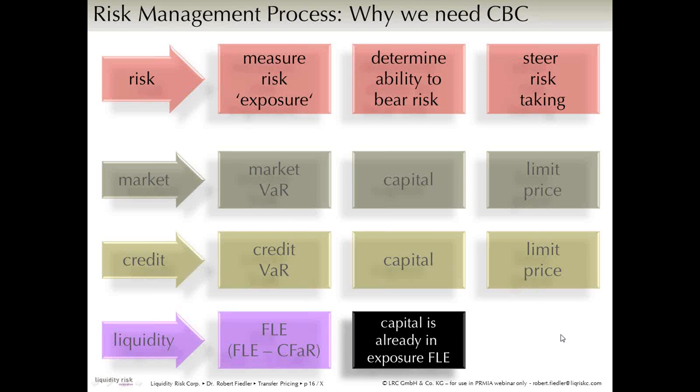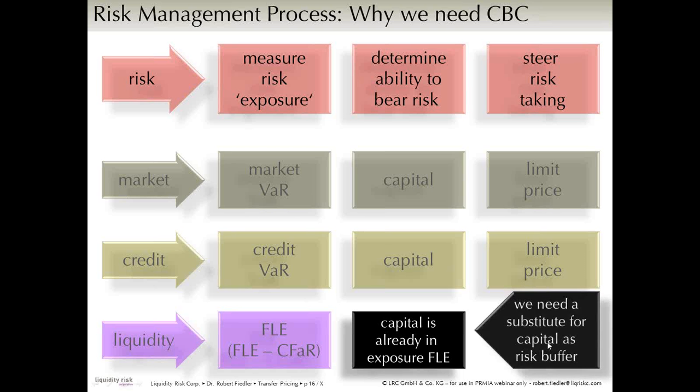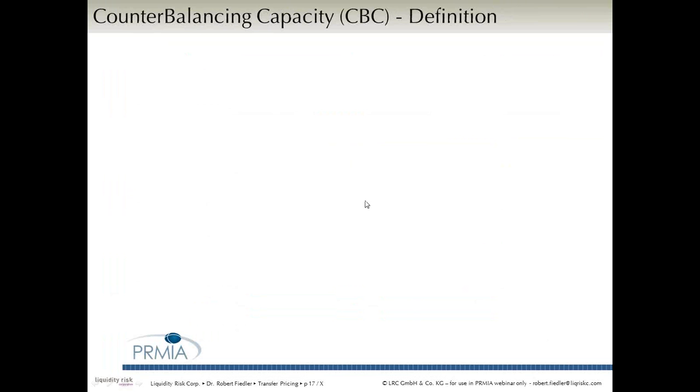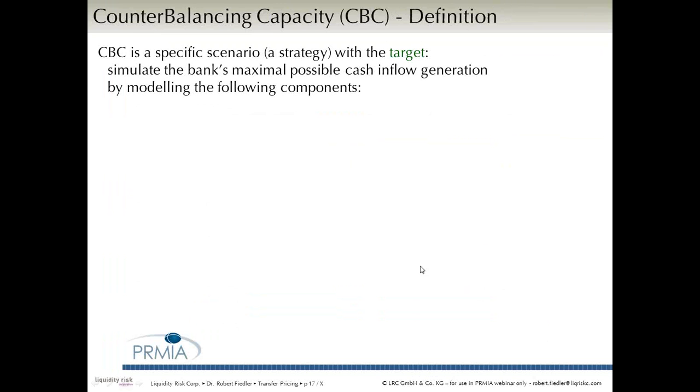And even if we could find where it is, the problem is the capital has now a term structure, and we might need it on short term for liquidity purposes, but it might be invested long term. So we need a substitute for capital as a risk buffer. This is the CBC. So the CBC is a specific scenario, a strategy with a target to simulate the bank's maximum possible cash inflow generation. And it models the possible things.